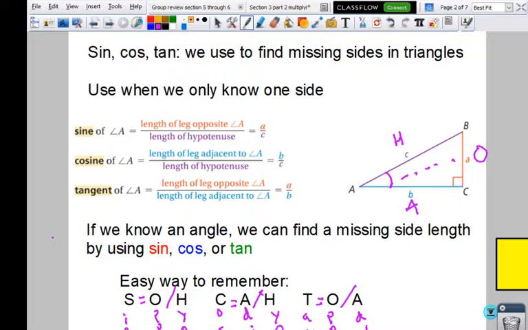Okay, and how do you know which one is sine, cosine, or tangent? We'll look at that. It wants you to do all three of them, so you just do. I'll wait for everybody to get this down, and then we'll keep going.